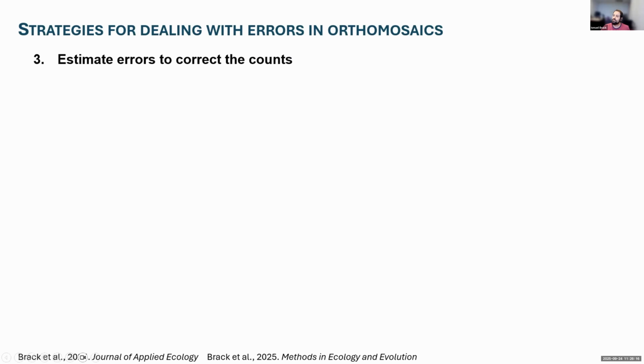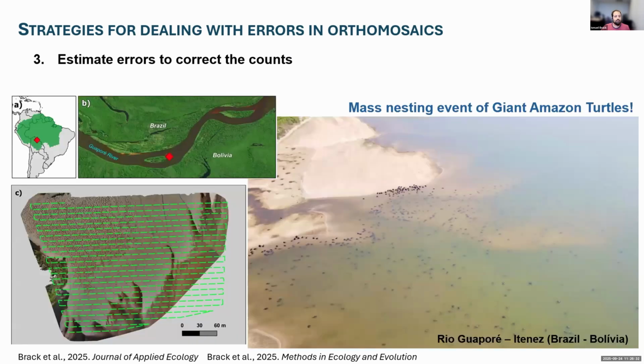Importantly, these errors associated with orthomosaic building processes sum with other errors common in ecological sampling related to imperfect detection. So we tried to estimate these errors to correct the counts in this specific study during a mass nesting event of giant Amazon turtles in the Amazon. These turtles aggregate in sandbanks to nest, thousands and thousands of turtles in the rivers there. It's really an amazing phenomenon.